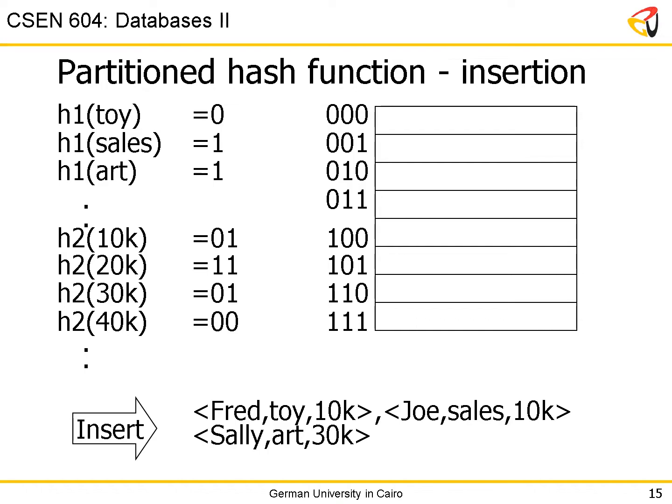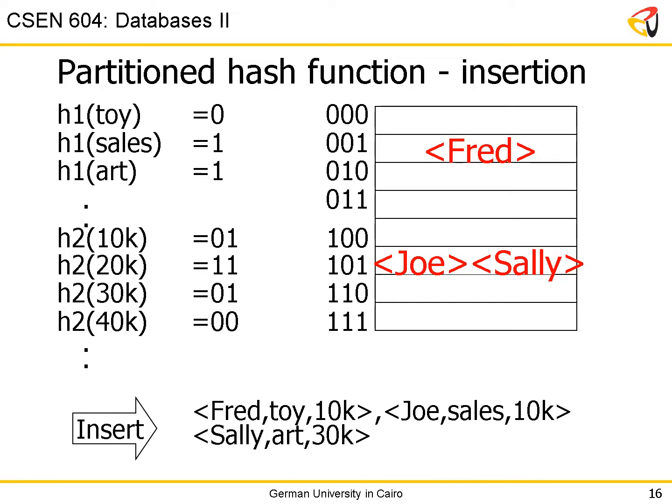Okay? So when I look up a row, Fred, Toy, and 10K, if I would like to insert that in my partitioned hash index, Toy is hashing to 0, 10K is hashing to 0, 1, so I'm going to merge them together, becomes 0, 0, 1. Sales hashes to 1, 10K hashes to 0, 1, so that's going to be 1, 0, 1. Art hashes to 1, 30K hashes to 0, 1, so it's going to be 1, 0, 1. And these are the entries that will be inserted in my partitioned hash index. Okay?